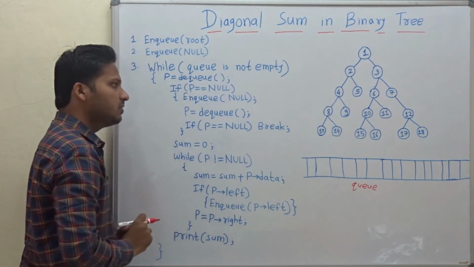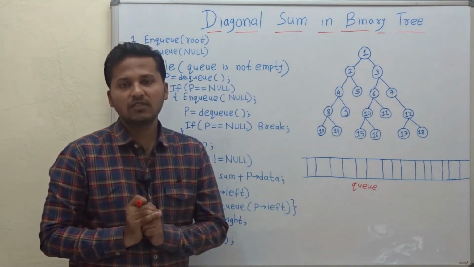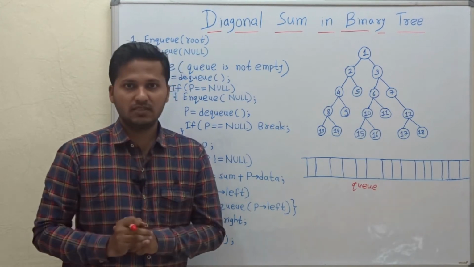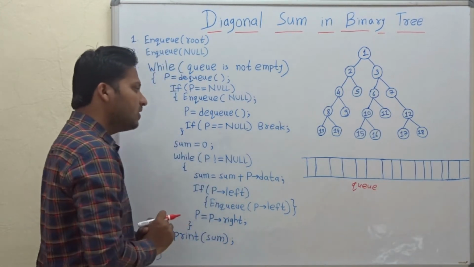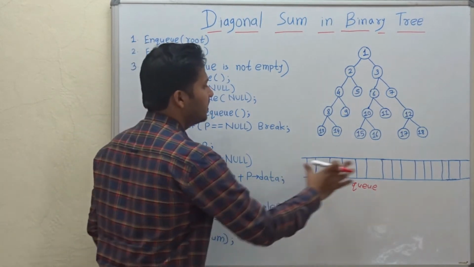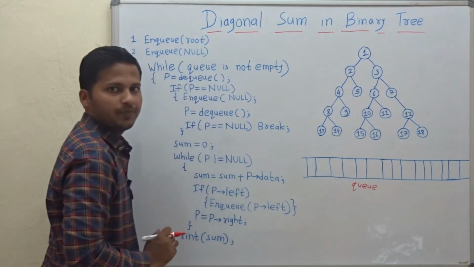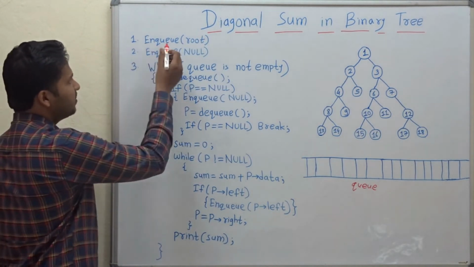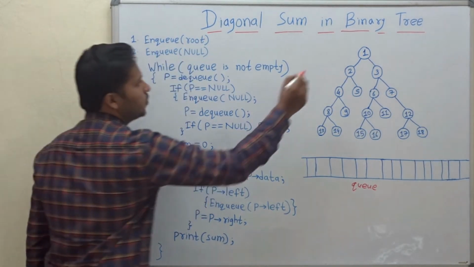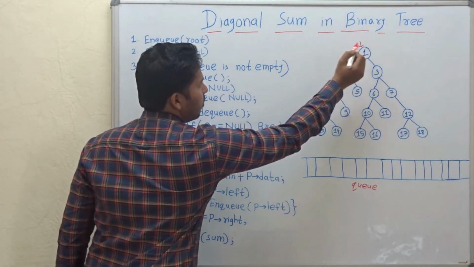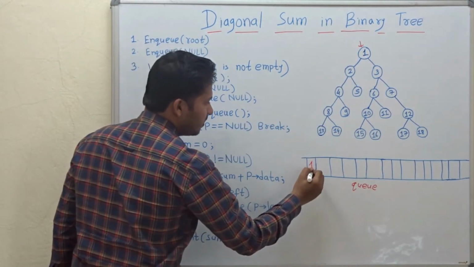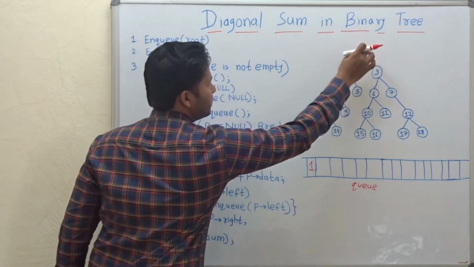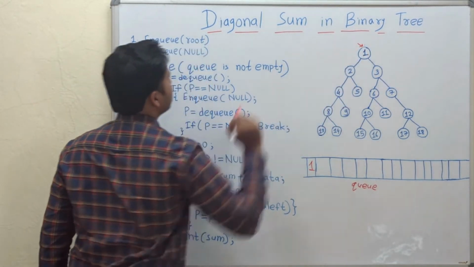In this algorithm, we are not going to use the diagonal distance, but we are going to use an easier method. For that method, we are going to use the data structure Q. So let's see the steps in the algorithm. The first step is enqueue the root. So you have to enqueue the root of this binary tree in the queue. So I have enqueued the root, that is 1.